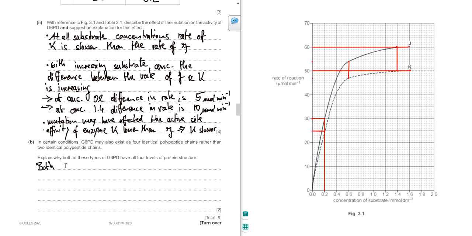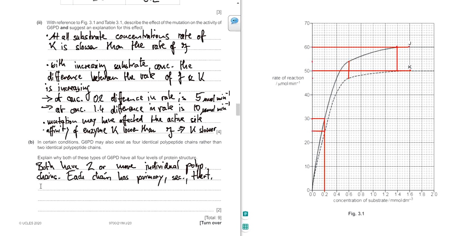Both have 2 or more individual polypeptide chains, where each chain has primary, secondary, and tertiary structure.